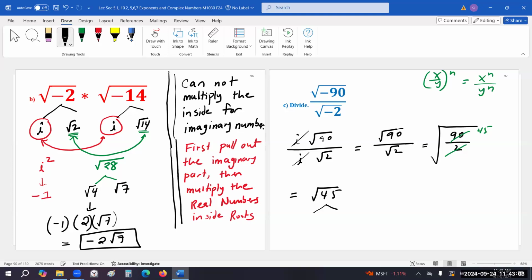Exactly. Square root of 9 and 5. So 3 square root of 5.